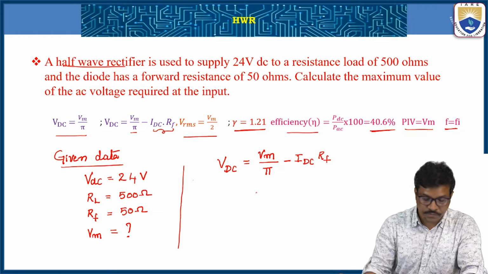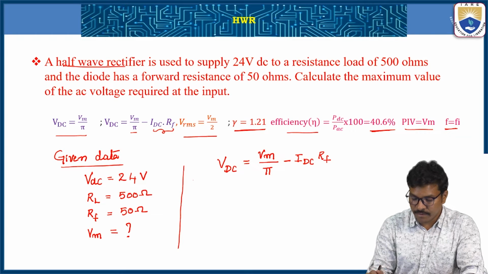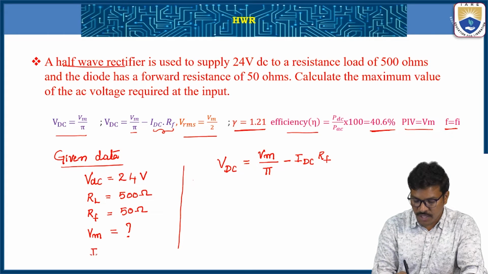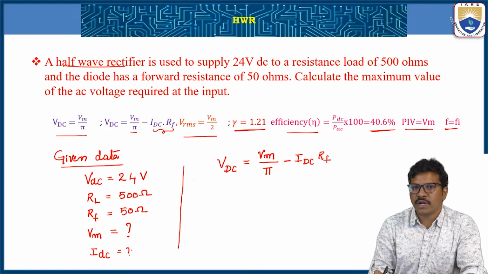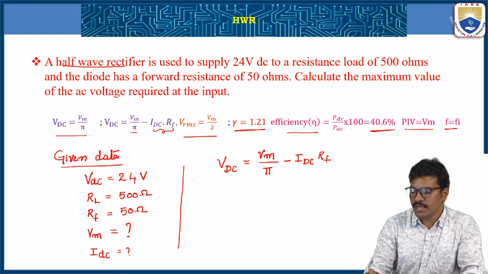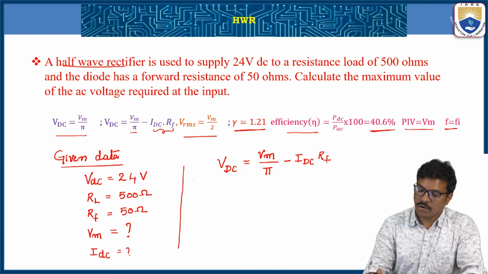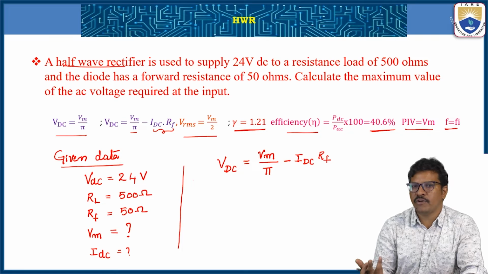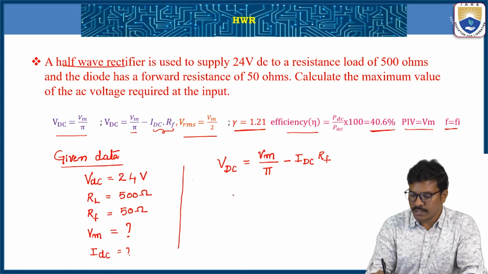And then we don't know IDC. How to find IDC? First I find out the IDC, because it is multiplied by RF. And then we have VDC and pi, and then we will get Vm. Okay, right. So first we need to find out the IDC.